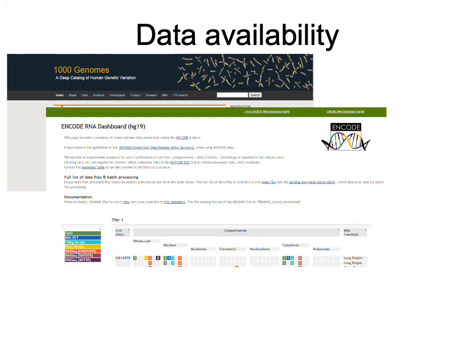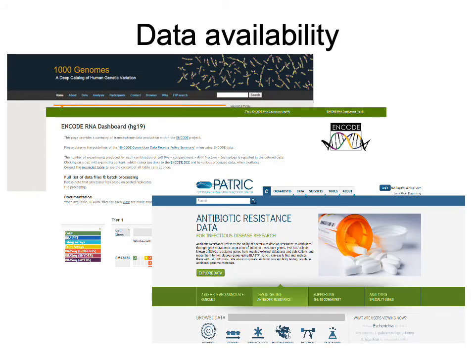So, data availability. There are a number of websites that we can take a look at. For example, the 1000 Genomes, and we'll have a look at this in the session. Also, the ENCODE RNA dashboard. This is also a really good resource. And also, this is from Patrick, looking at antibiotic resistance data. Now, all this data is freely available to the public.